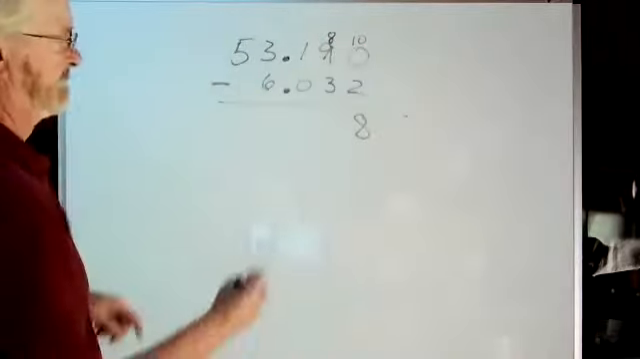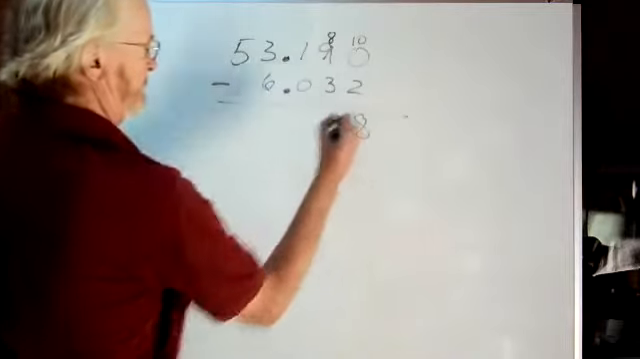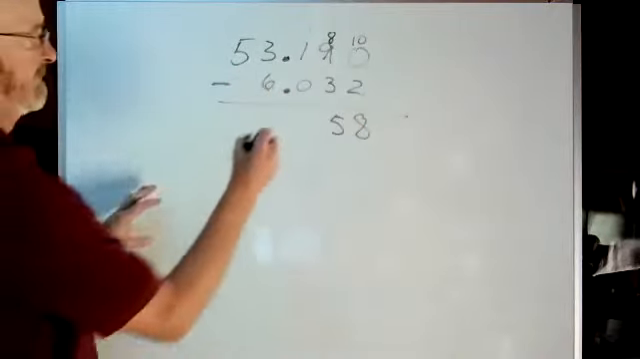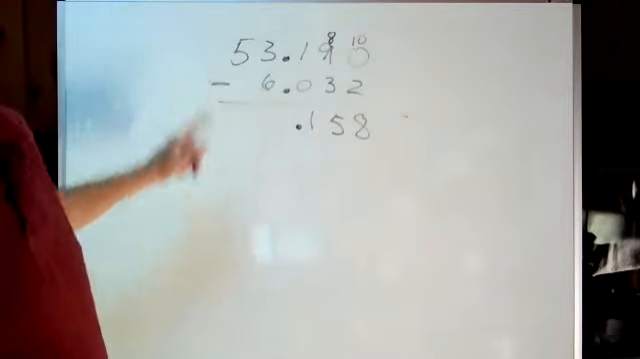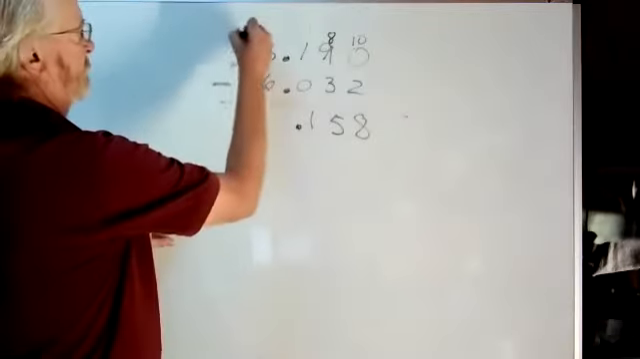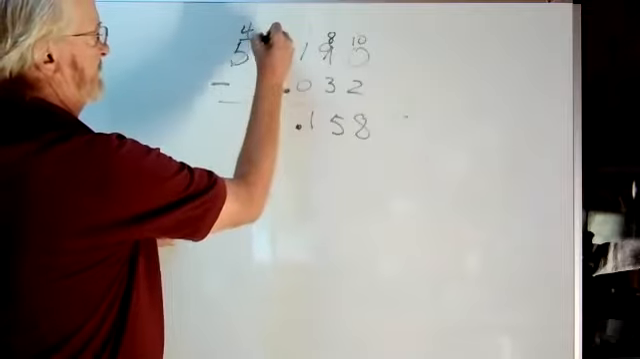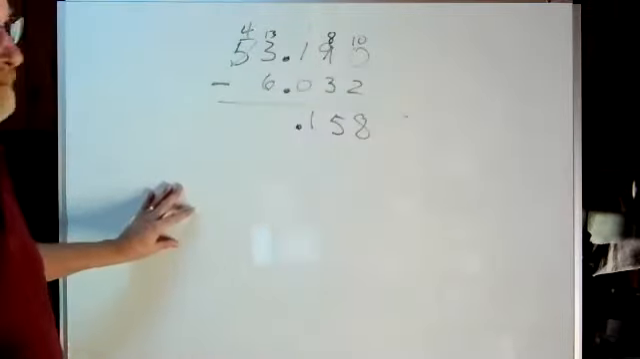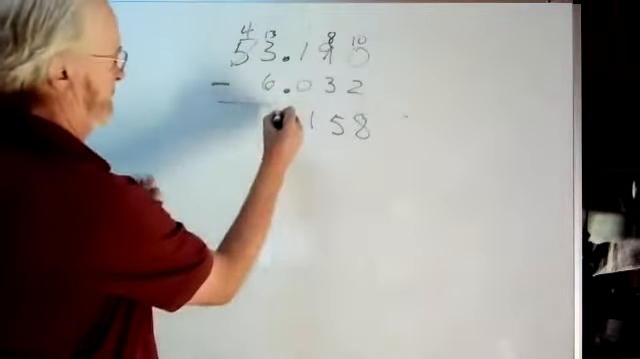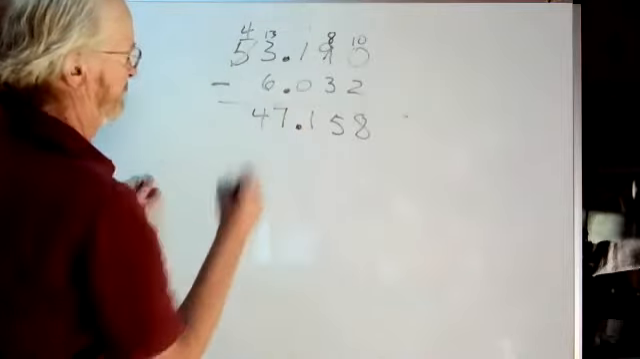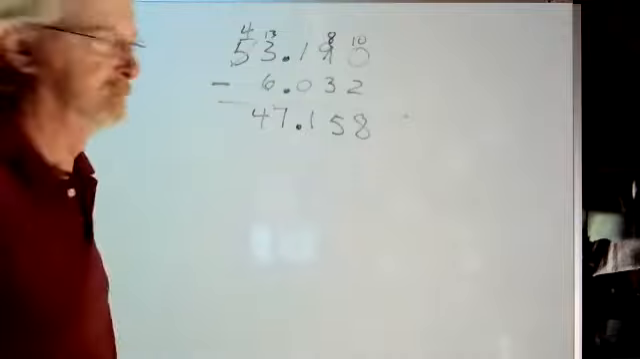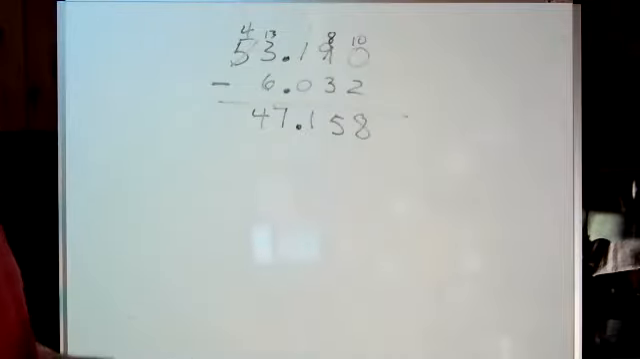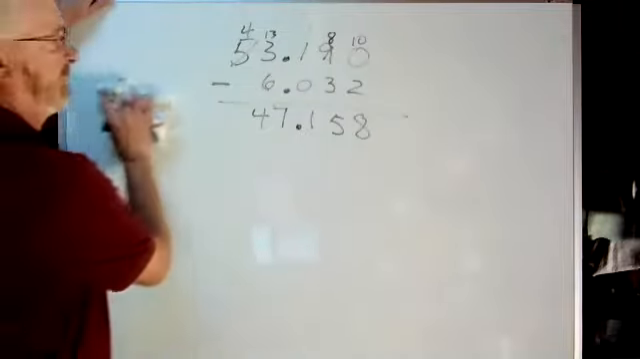8 minus 3, 1 minus 0, 3 minus 6, so I need to borrow some more. So 4, and that becomes 13. 13 minus 6, that's a 7, and there's the 4. So subtraction, very similar, just watch out for that borrowing. Again, I know your calculators will help you out with that. Multiplying and dividing.